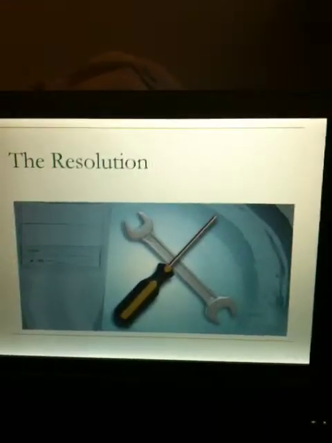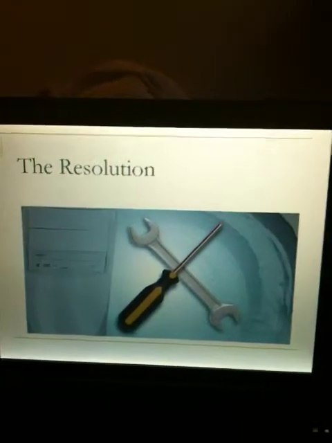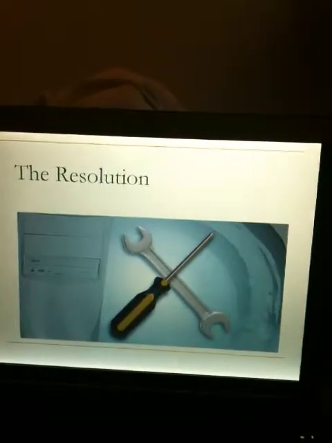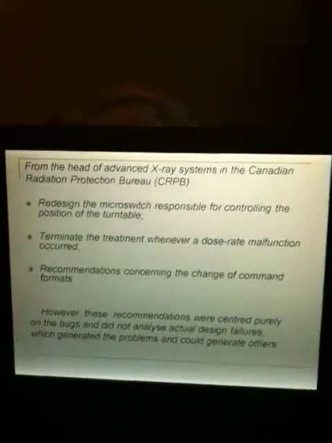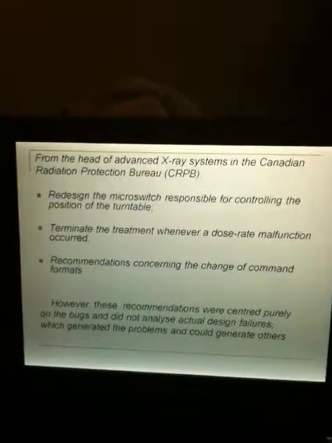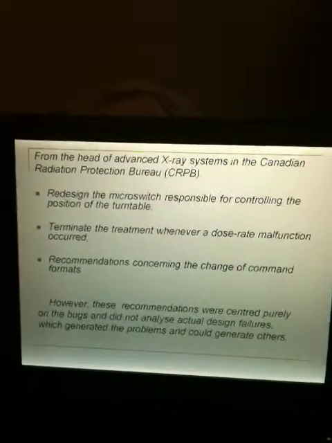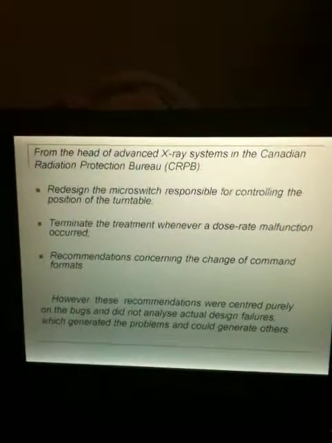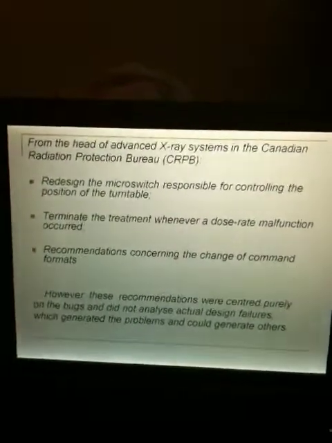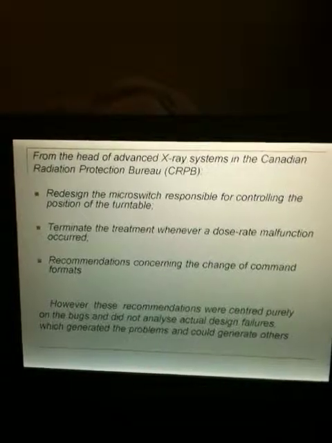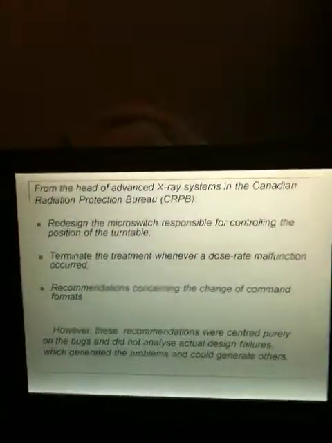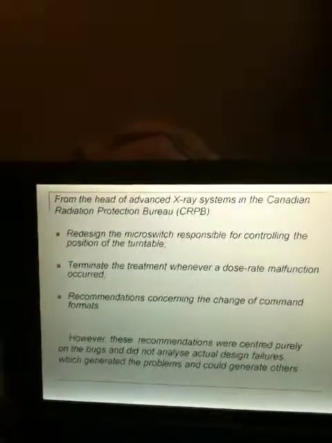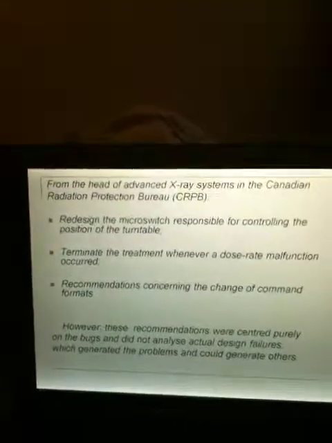So now we're going to go through the whole process that the Terra 25 project went through before its bugs and risks were fixed. After the first few accidents, the head of the Advanced X-ray section in the CRPB, the Canadian Radiation Protection Bureau, made some recommendations to the Terra 25 project. The first one was to redesign the microswitch which controlled the selection between electron and proton mode.